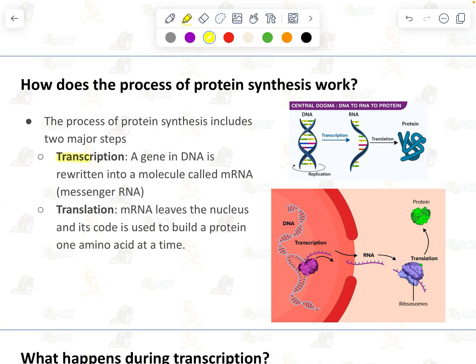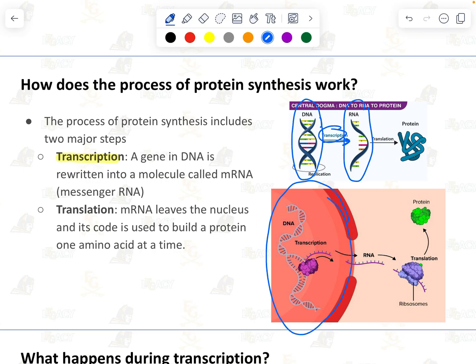The first step is transcription, where a gene in DNA is rewritten or transcribed into a molecule called mRNA, or messenger RNA. So DNA, which is in the nucleus, is going to go through the process of transcription, and we're going to make RNA, which is single-stranded. In this diagram, that process is being showed in this red area, which is the nucleus of a cell. Transcription occurs in the nucleus because that is where DNA is located.